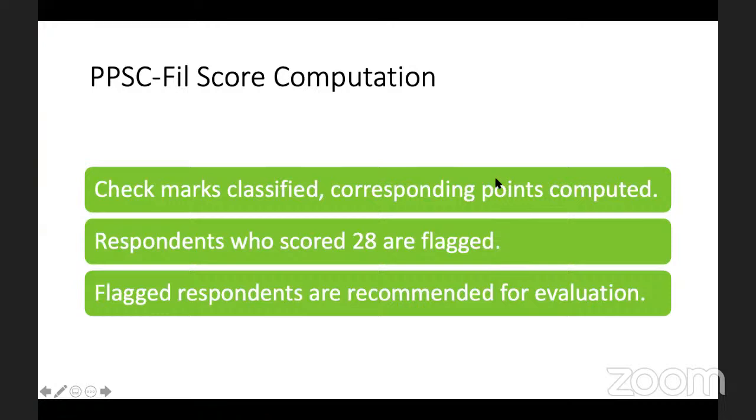Now, it is good to note at this point that when we're able to determine the check marks and they are classified to the corresponding option or answer, we'll be able to compute the score by totaling the scores for each of the items. The respondents who scored 28 and more, not just 28 and more, are flagged. And the flagged respondents are recommended for evaluation.